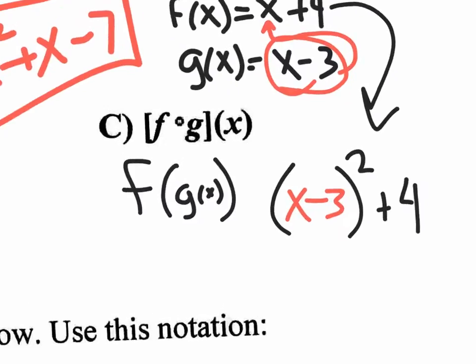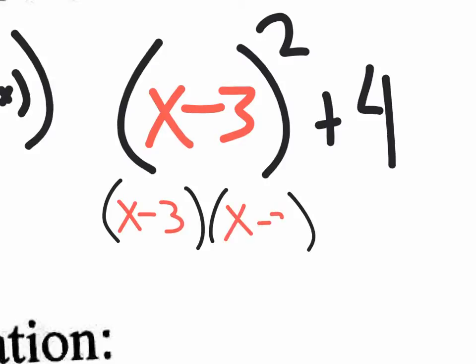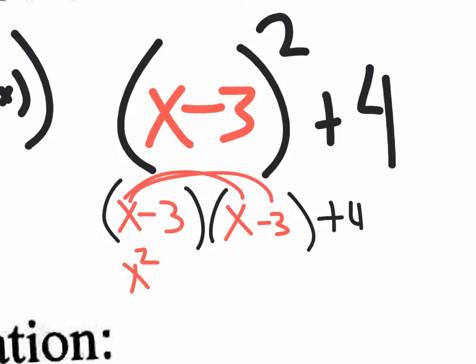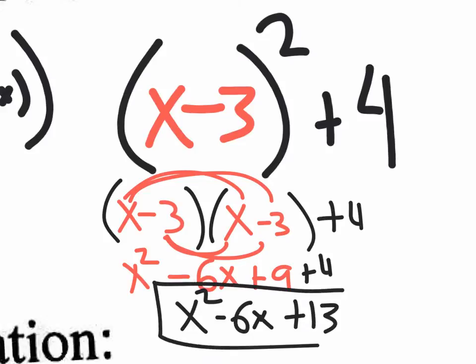Now this does require a lot more work because you're going to have to square the binomial, which means you're going to write it twice, x minus 3, x minus 3. And of course, you're going to have the plus 4 at the very end. You're going to distribute: x times x is x squared, x times negative 3 is negative 3x, and negative 3 times x is negative 3x again, which when you combine gives you a total of negative 6x. And then negative 3 times negative 3 is positive 9. But don't forget about the plus 4 at the very end. So your final answer will be x squared minus 6x plus 13. That's the final answer for that one.